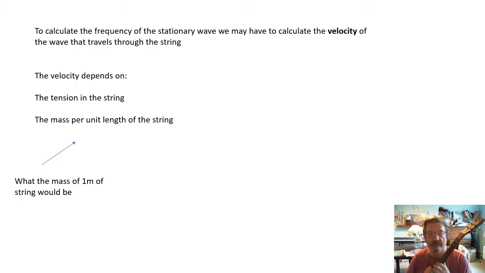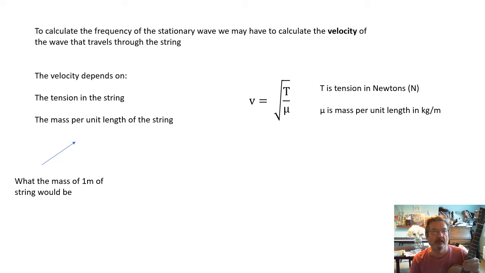This string is much heavier. You get a different, lower frequency. Because it's heavier, it doesn't vibrate as quickly. So the velocity depends on the tension and the mass per unit length. And this is the equation here: v equals root T over mu.